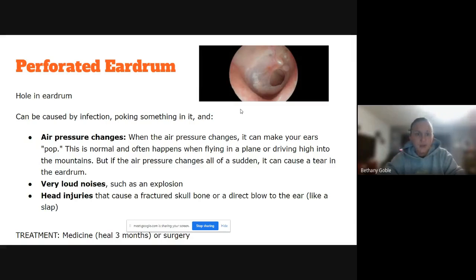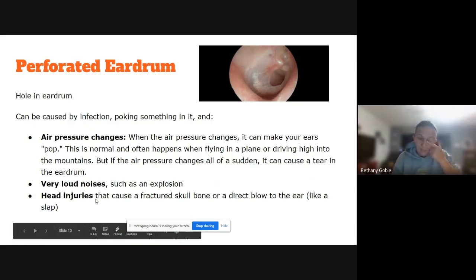So how does someone get a hole in their eardrum? Well, it could be caused by infection. Maybe you're constantly having ear infections, and that infection could have torn your eardrum. Maybe something poking in it. So I say we don't want to jam stuff in it. It could be air pressure changes. We know it's normal when you're driving to high altitudes to pop, but unfortunately that could pop someone's eardrum. Very loud noises. Maybe, God forbid, I'm somewhere and there's an explosion, and obviously I don't have anything to protect my ears, and that can cause a perforated eardrum, or any type of head injury.